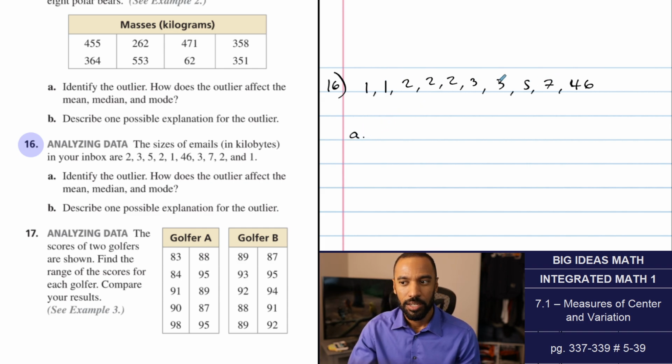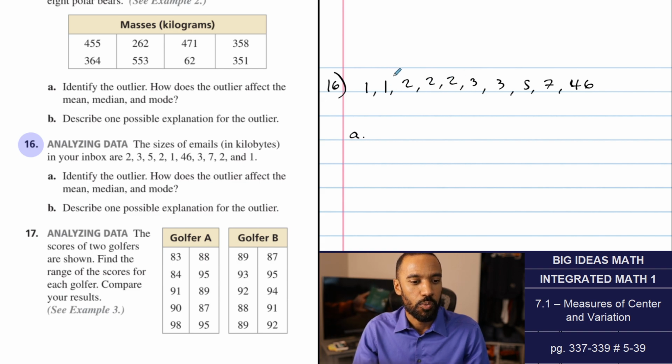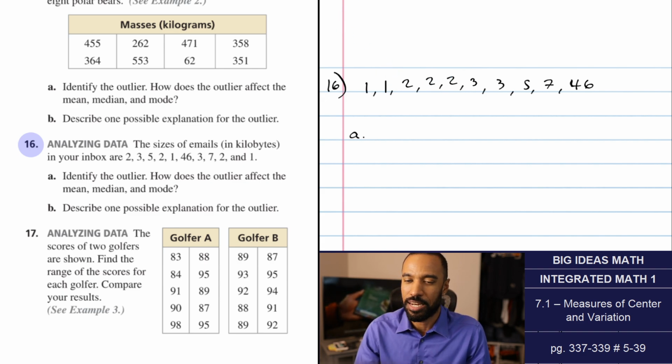These are very common sizes as well. And so is 46 when I send them. Not because I'm writing a lot. How does the outlier affect the mean, median, and mode?